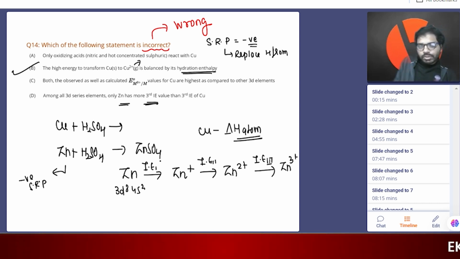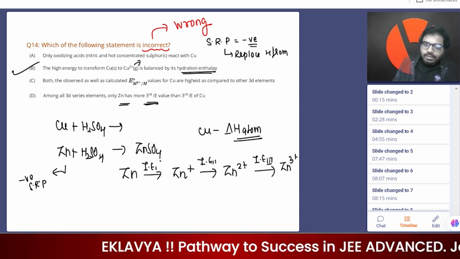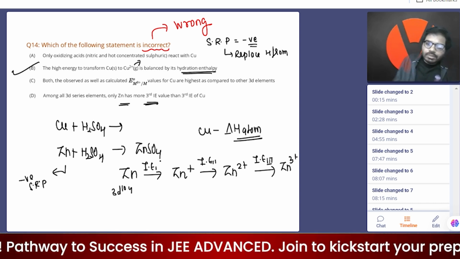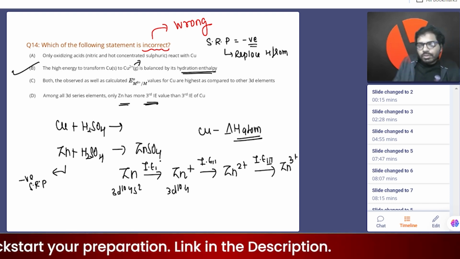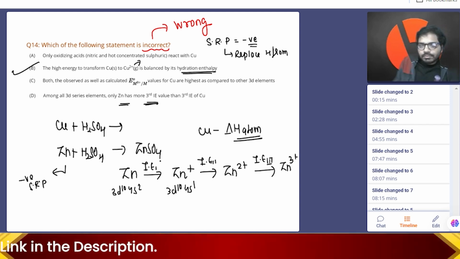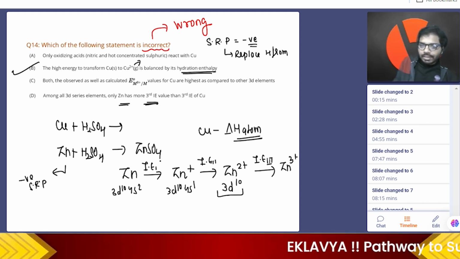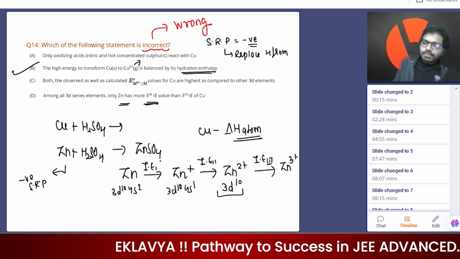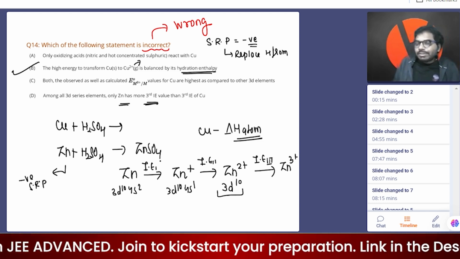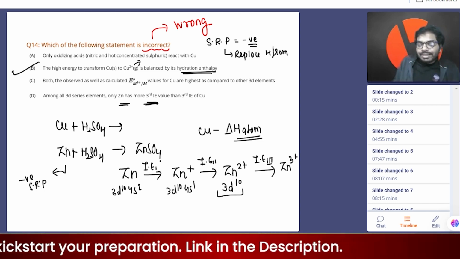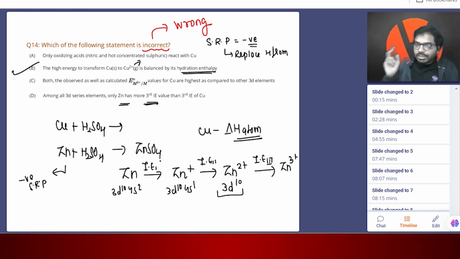So what is the configuration here? It is 3d8 4s2 for nickel. For copper and after that zinc, it is 3d10 4s2. Then one electron we remove, so it will become 3d10 4s1. Then it will become 3d10, so the subshell is fulfilled, so it is stable. When we remove an electron from the stable, or fulfilled, subshell, more energy is required, more ionization enthalpy is required.